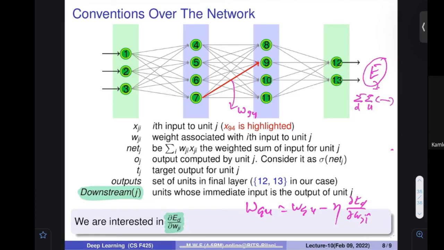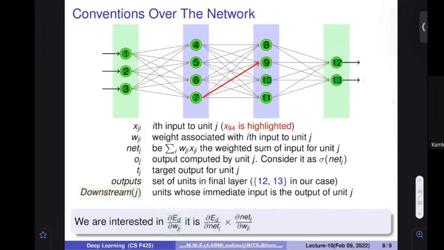Correct? Are you with me? Yes, sir. Great. So we want to find out this thing, and I don't want to go into much mathematical detail. In the next class we will explore it more. It is nothing but del E upon del net j, and then, because of the chain rule, del net j upon del WJI. And del net j upon del WJI, you know, is xji. I will go into the detail in the next class.